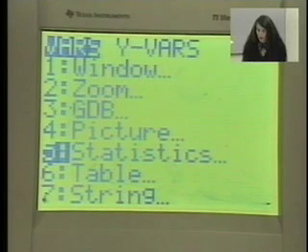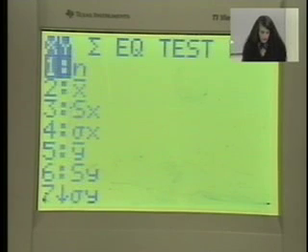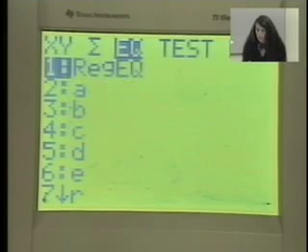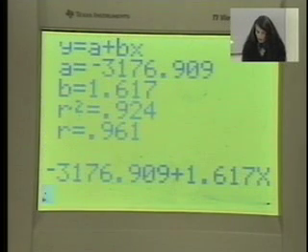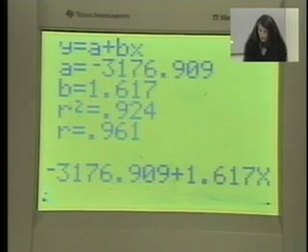Arrow down to the 5 statistics, and then arrow over to where it says EQ for equation. See, 1 is highlighted now. That's the regression equation, the least squares equation, so we can just press enter for regression equation, and we get the regression equation at the bottom.